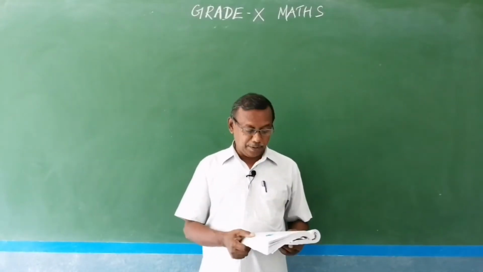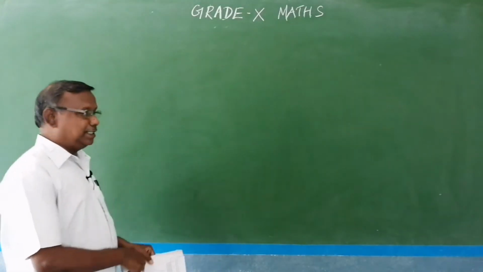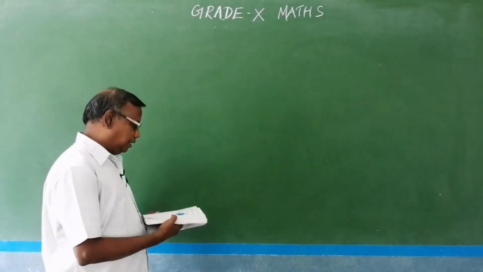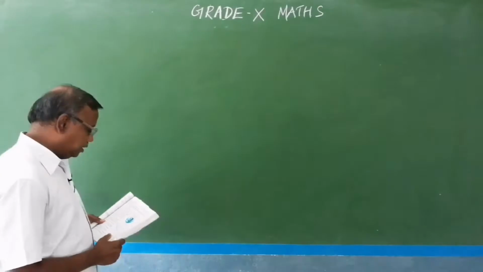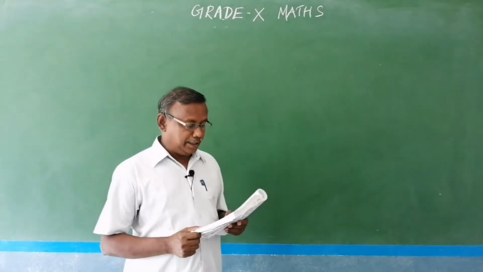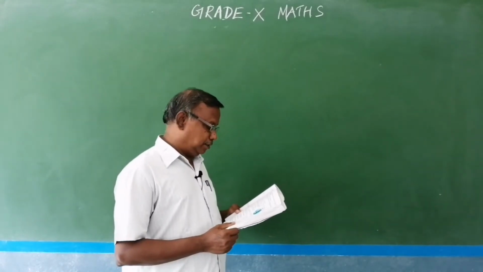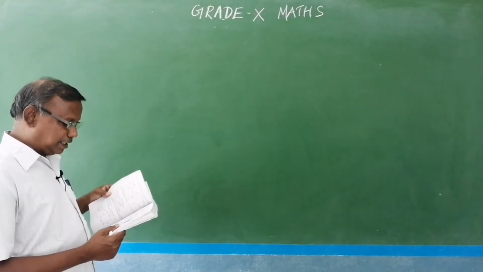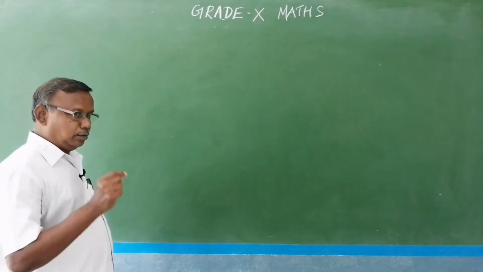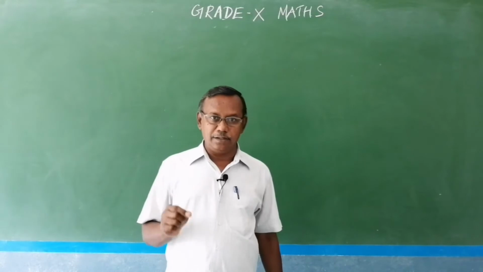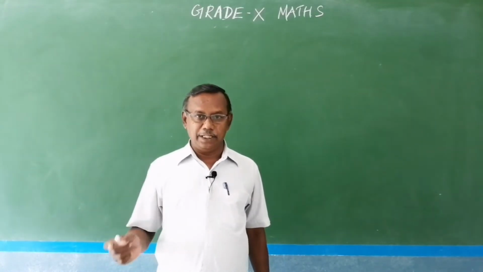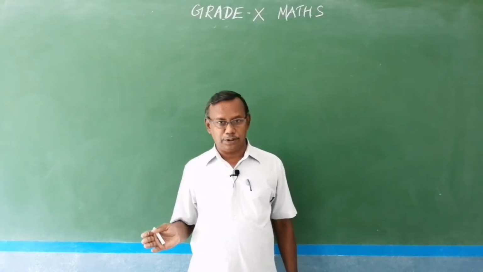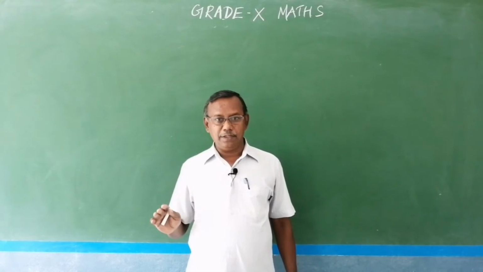Students, we have completed exercise 6.2. The next topic is criteria for similarity of triangles. But before that, let us recall the conditions for similarity of two triangles. Go to page number 123, in which we are given that two triangles are similar if their corresponding angles are equal and their corresponding sides are in the same ratio, that is, proportional. So keep it in mind. These are the conditions for similarity of two triangles.